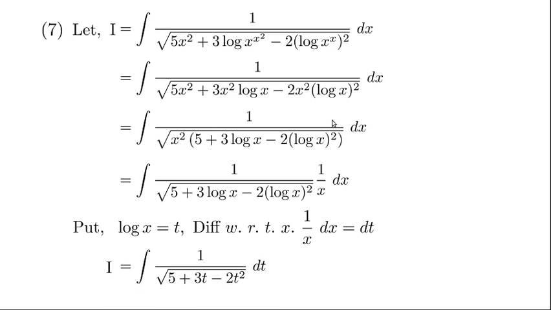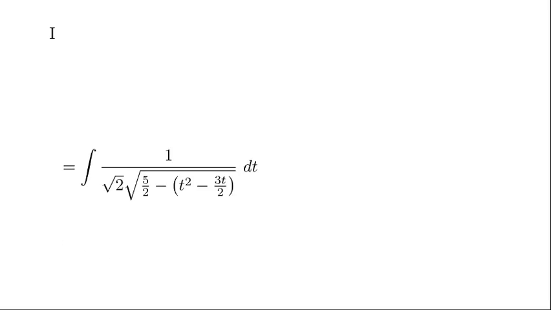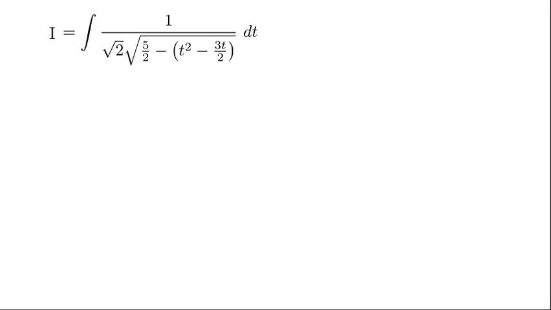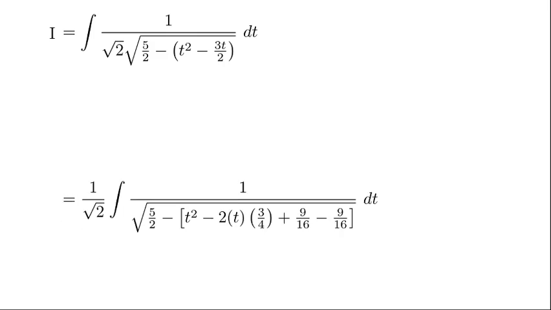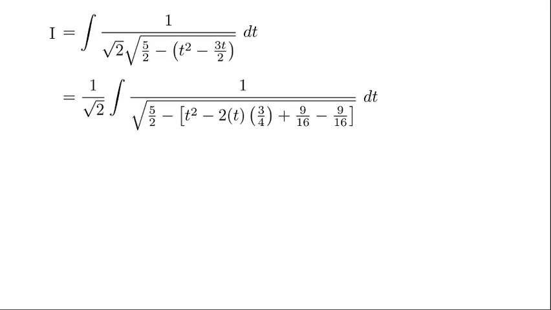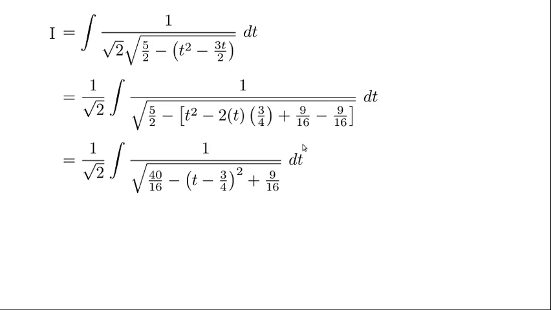So the problem changes to integration of 1 upon root of 5 plus 3t minus 2t square dt. So here the coefficient of t square is negative, and also not a perfect square. We take that 2 out, and that 2 goes outside the square root, and along with that we also take the negative sign from the second and third term inside the square root. And now complete the square within the small bracket. So complete the square. That is, again it is in the form of 3 by 2. Write it as 2 into t into 3 by 4. So 9 by 16 is added and subtracted.